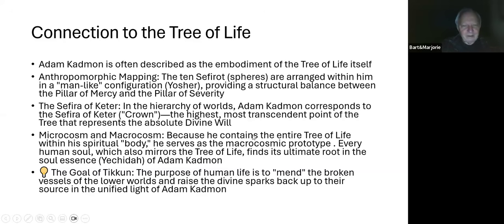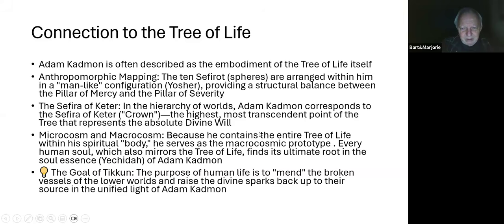So, what is the connection to the Tree of Life? This is often described as the embodiment of the Tree of Life itself. The 10 Sephiroth, or spheres, are arranged within him in a man-like configuration, finding a structural balance between the pillar of mercy and the pillar of severity.